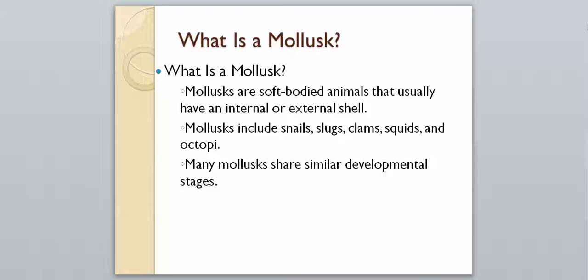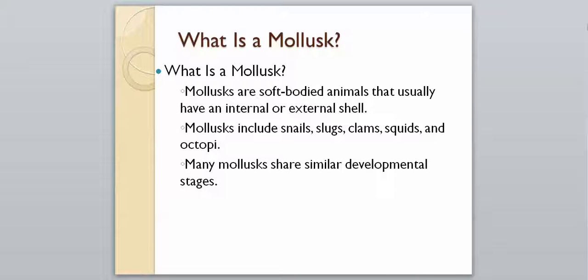So they are soft-bodied animals that usually have an internal or external shell. So that's going to be a big characteristic of this group, whether or not they have a shell. And these include things like snails, slugs, clams, squids, and octopi. So you've all heard of these before. And then many of them will share similar developmental stages. So that means a snail will develop the same way as a squid, which develops the same way as a clam, which develops the same way as a slug, which develops the same way as an octopus.